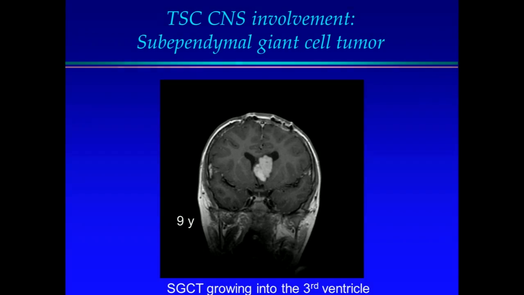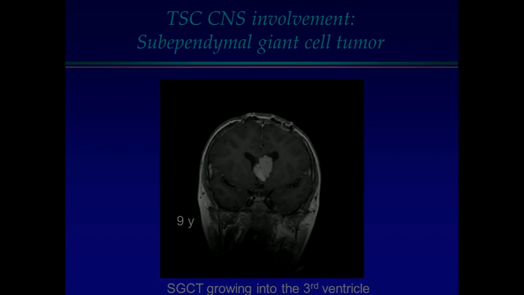So this now is a coronal image. So this is looking at a brain this direction. And what you can see there is a large subependymal giant cell tumor that's extending into the third ventricle. So this child was put on rapamycin. And he's been on it now for 6 years because this was not surgically resectable without this child requiring a VP shunt.